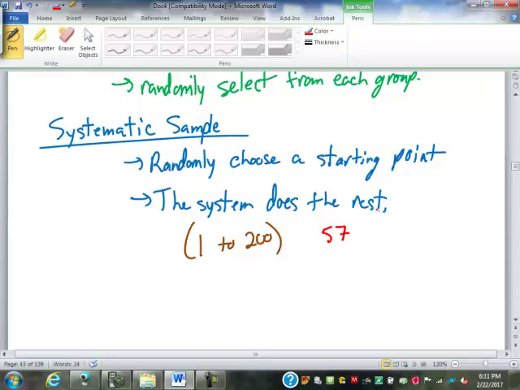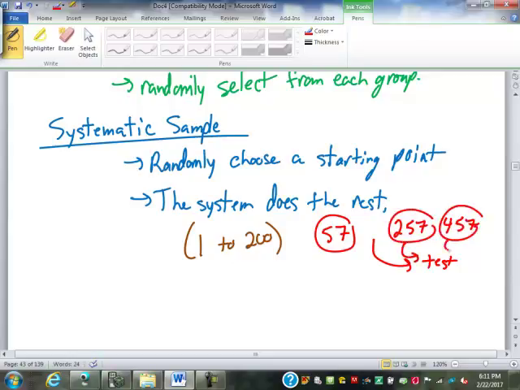So what's going to happen is you're going to choose the 57th part that comes off the line. You're going to take that part and you're going to go test it. Then the 257th part that comes off the line, you're going to go test it. The 457th part that comes off the line, you're going to go test it. You need to test 1 in every 200, so you're going to choose that first one, and then after that, every 200th part gets tested.